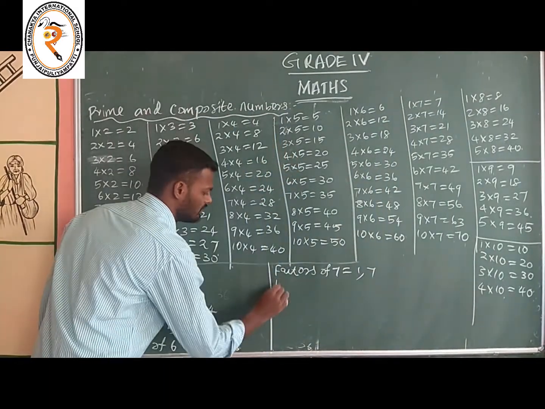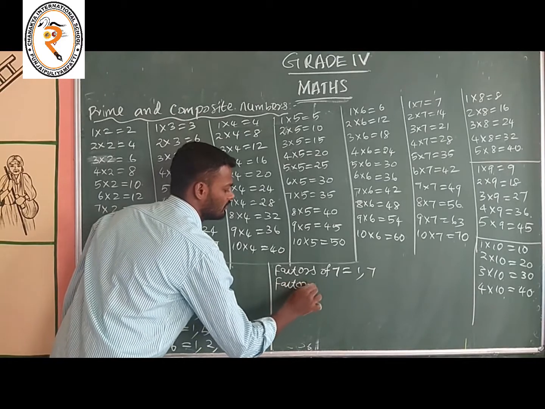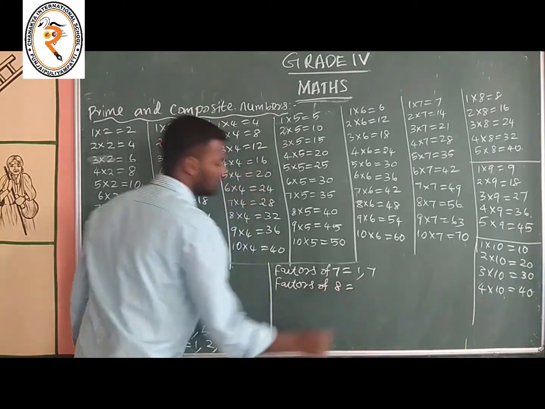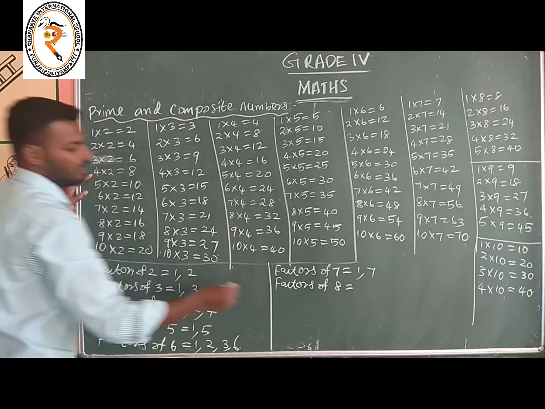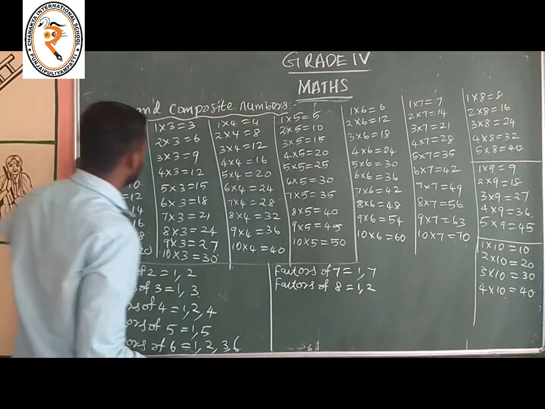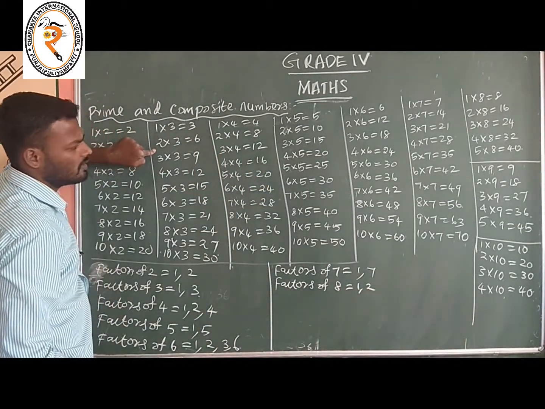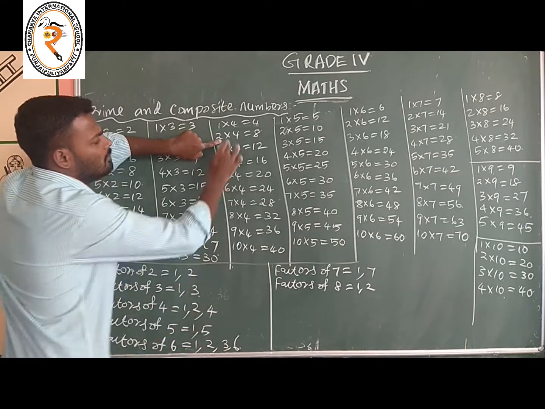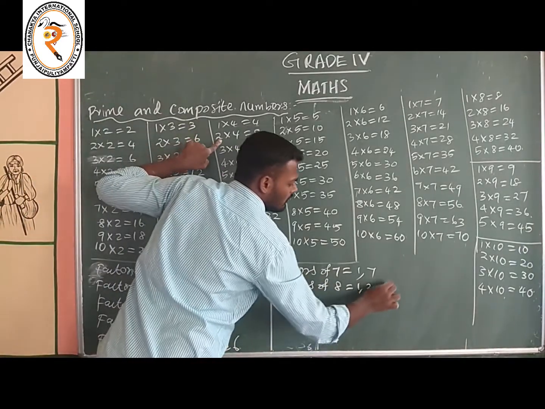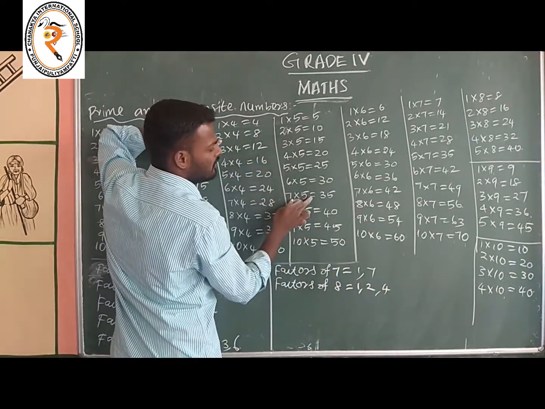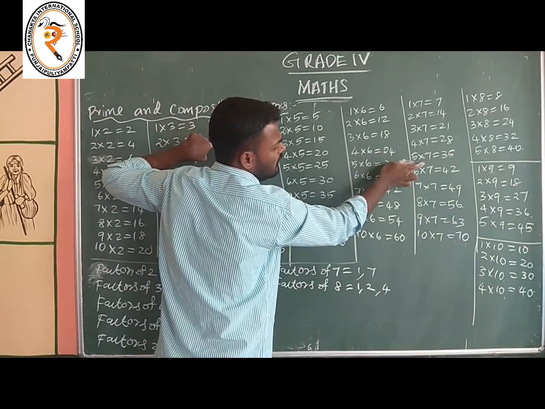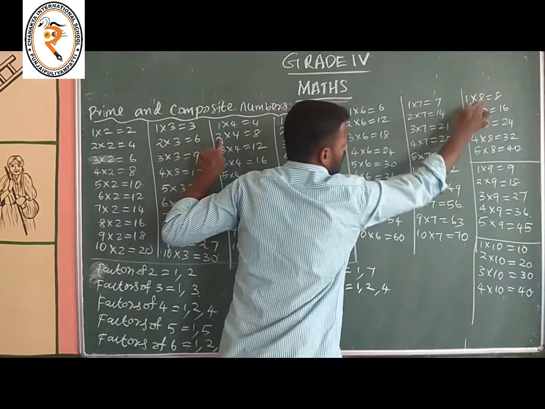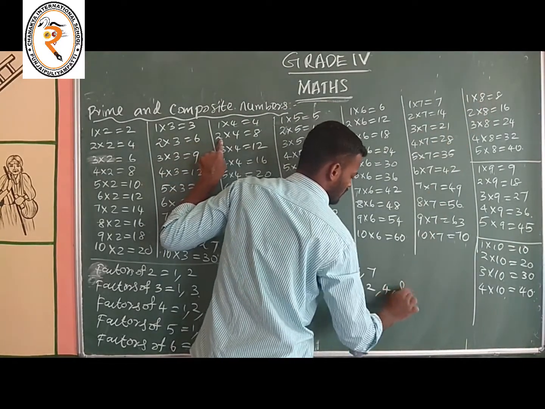And factors of 8. We check: 8 comes in the first table and second table. Third table, not here. 8 comes in the fourth table. Fifth, sixth, and seventh tables, no. 8th table: 1 8 is 8.